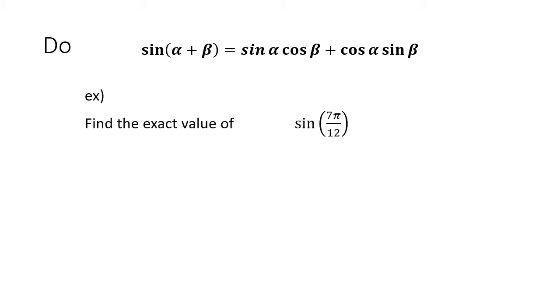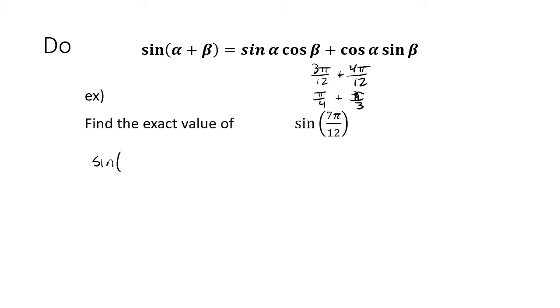Okay, so sine of 7 pi over 12. Again, when we're dealing with radians, we have to figure out whether we can subtract two angles to get 7 pi over 12, or add two angles to get 7 pi over 12. I know that if I took 3 pi over 12 and added 4 pi over 12, I would get 7 pi over 12. 3 pi over 12 is the same thing as pi over 4, and 4 pi over 12 is the same thing as pi over 3. So I'm going to add pi over 4 and pi over 3 to get 7 pi over 12.